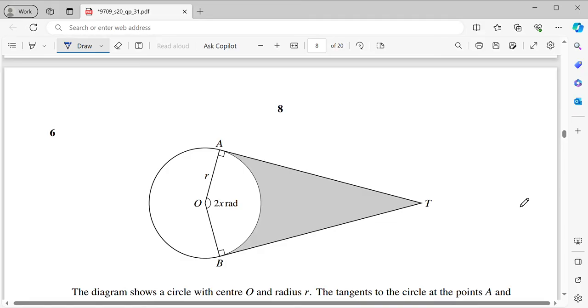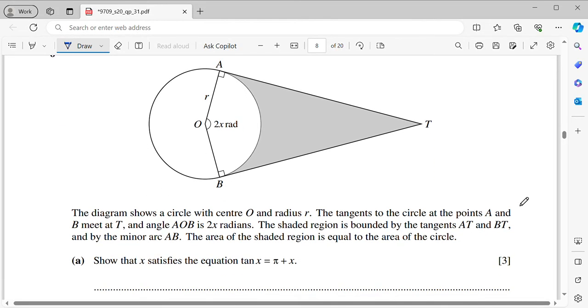Okay, next question, number 6. The diagram shows a circle with center O and radius R. The tangents to the circle at the points A and B meet at T. So tangent means here both are 90 degrees. And the angle AOB is 2x radians. The shaded region is bounded by the tangents AT and BT and by the minor arc AB.